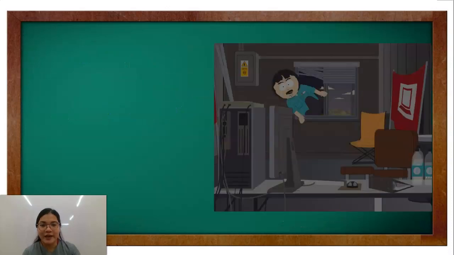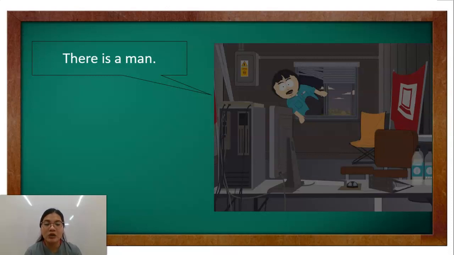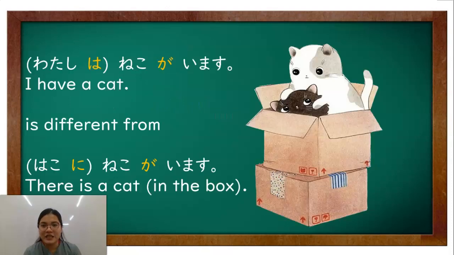Next up is, there is a man. Otoko no hito ga imasu. Man is otoko no hito. Another reminder here that watashi wa neko ga imasu, I have a cat, is different from hako ni neko ga imasu, there is a cat in the box.